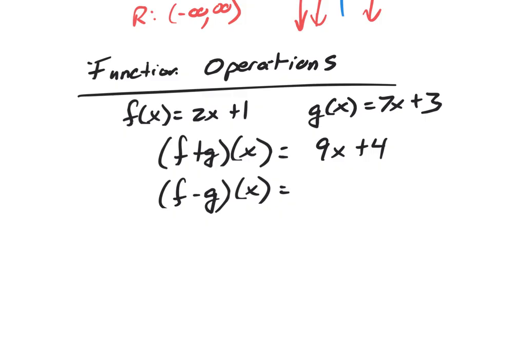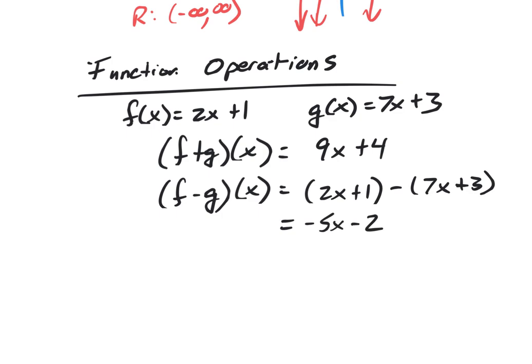If I'm going to subtract them, probably not a bad idea to write this one out. A little bit harder than addition. And remember, we're going to distribute that minus sign throughout. So this is 2x minus 7x, which would be -5x, and 1 minus 3 would be -2. So you just got to be really careful about operations in signs.